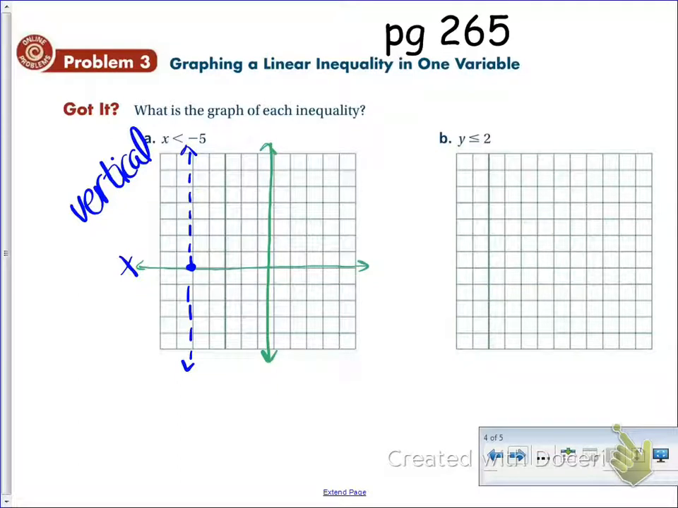Now above and below is a little bit tricky here, but we need to go below x equals -5. And so we need to find where the numbers are less than -5. If we think -6 right here is less than -5, so we would shade to the left of our line. Now, since x is less than -5 was a vertical, y is less than or equal to 2 is going to be a horizontal.